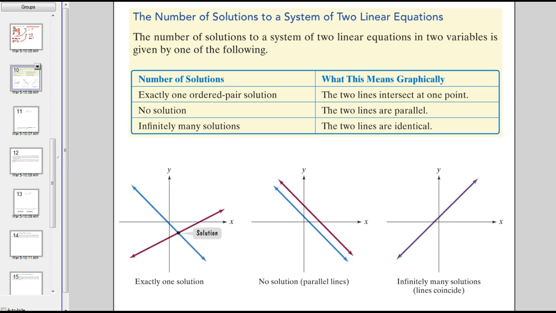So what we're dealing with now is that not every system of equations will have just one unique solution, like we've been doing, that one ordered pair where they cross. Two lines could never cross. They could be parallel lines and never intersect.